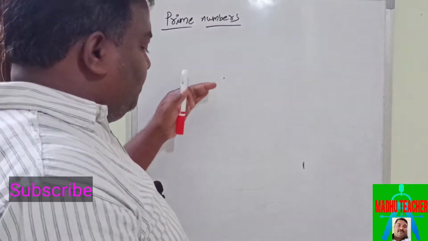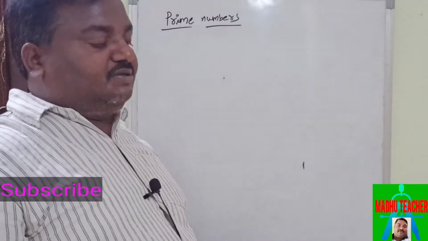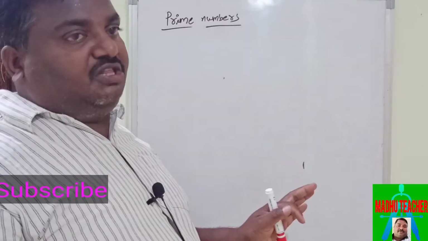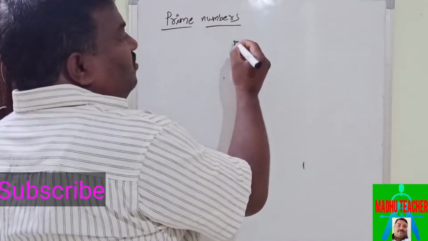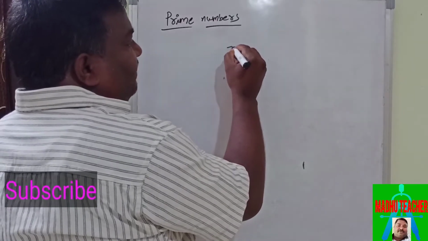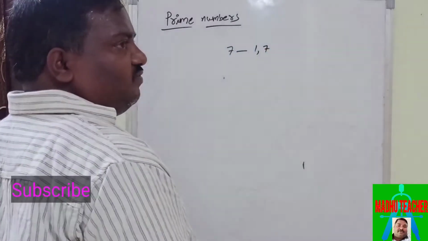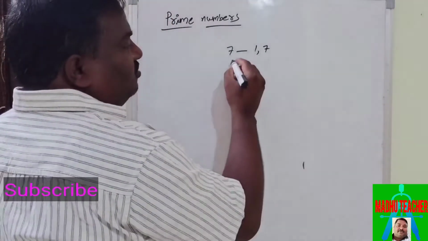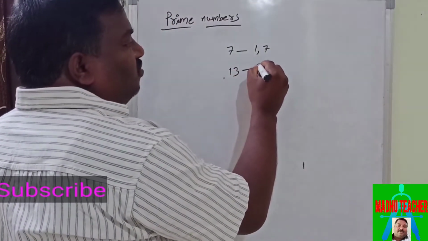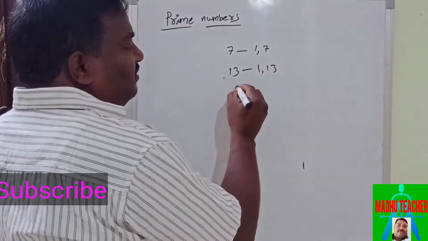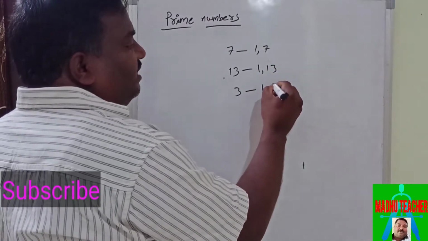In the previous examples we wrote factors of some numbers. In that we have some numbers. Suppose 7. 7 has factors 1 and 7 itself only. Suppose 13. 13 has only 1 and 13 itself. 3 has only 1 and itself.